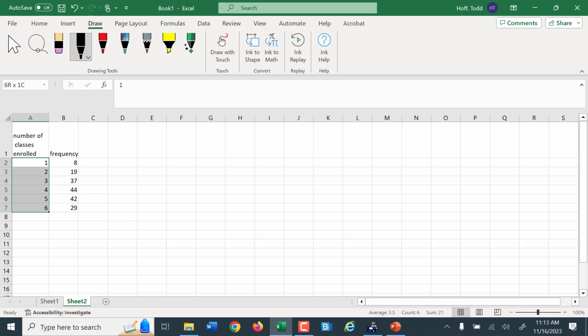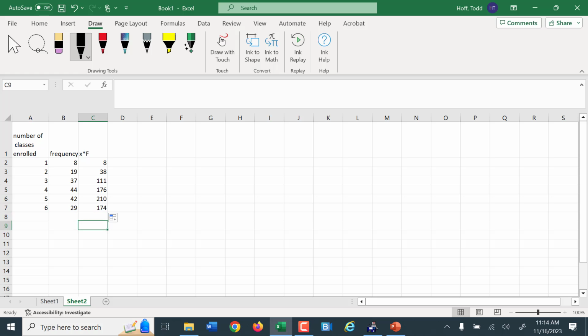Now, since this is not a range, we don't have to find a midpoint. We can just use that single value. So here we've got x times the frequency equals 1 times 8. Now we do that for all of these, so that'd be 2 times 19 and all the way down. Now I'm going to find the sum.